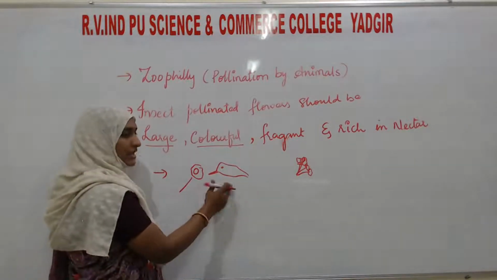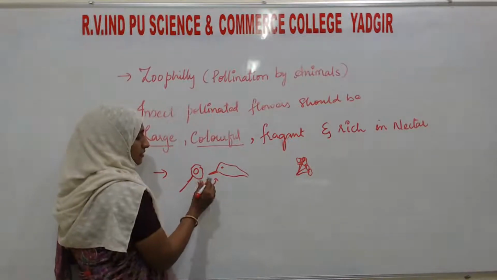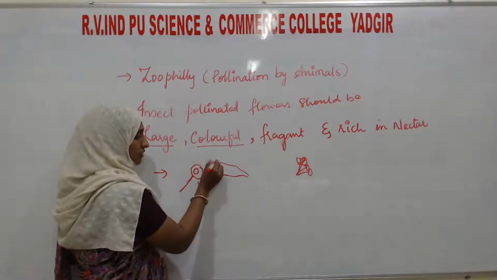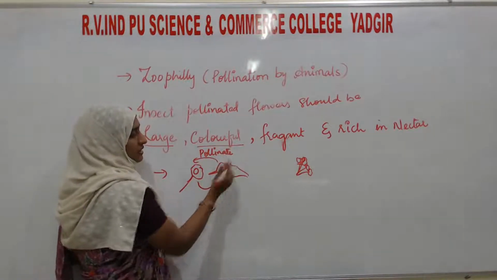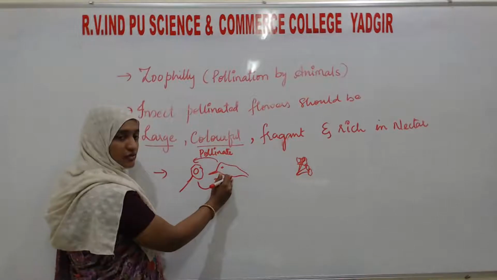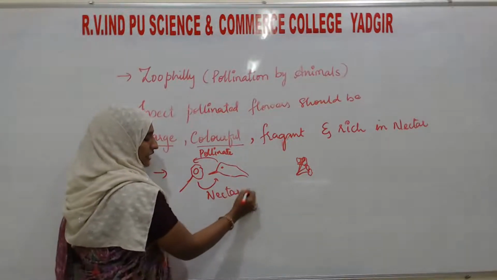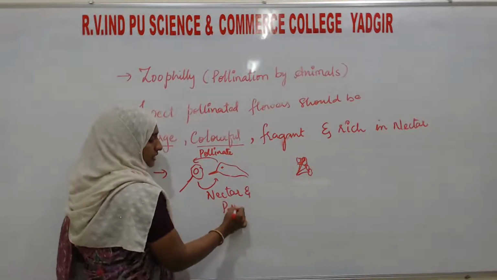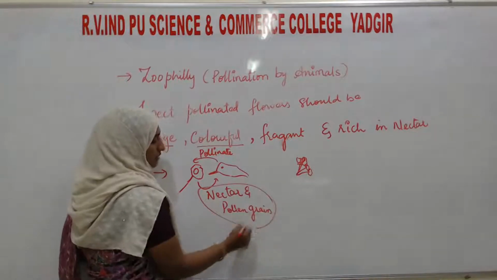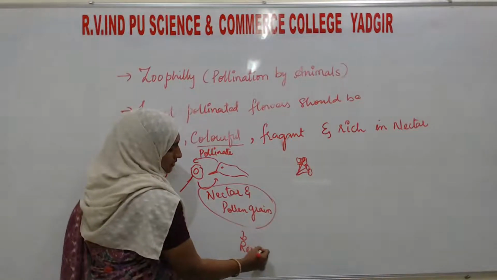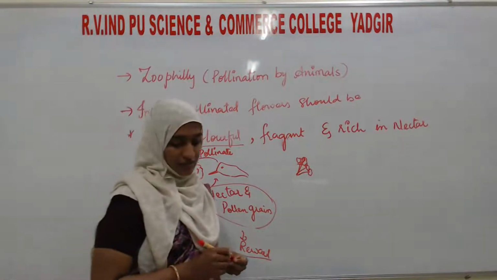Okay, this is the bee, any bee you take. So, flower is for flower, they are going to pollinate. In return, what is the flower going to give to the animals? They are going to give the nectar and pollen grains. So, this is the reward. Reward means that it is a gift for the animals. For what purpose? For pollinating the flowers.